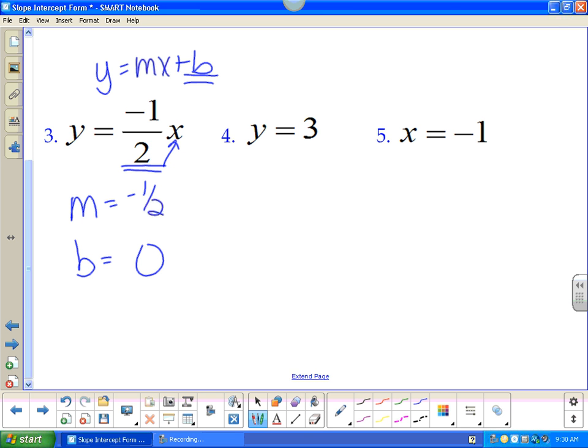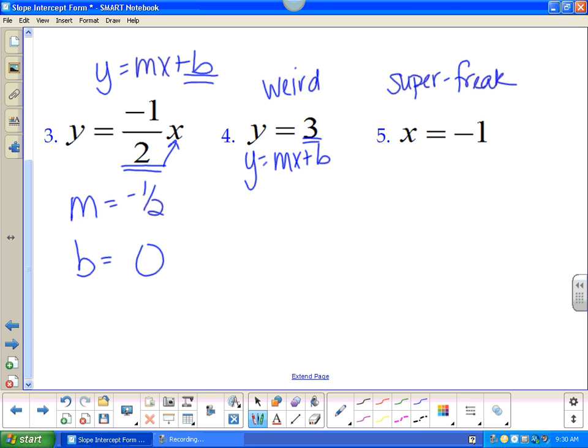Now, number 4 and number 5 are different. Number 4 has a y, but it does not have an x. And number 5 has an x, and it does not have a y. So this guy, number 4, we just say he's kind of weird. Number 5, he is our super freak. He is super weird.